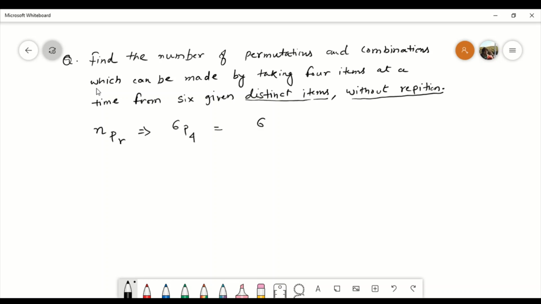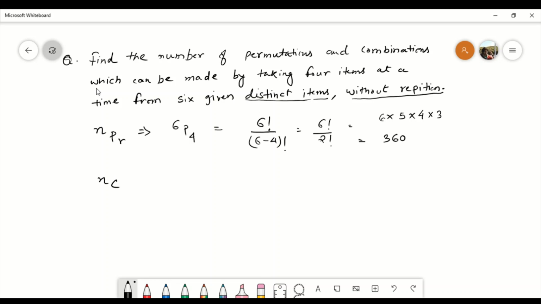which is nothing but 6 factorial upon 6 minus 4 factorial, which is 6 factorial upon 2 factorial, which is 6 into 5 into 4 into 3, right? Because 2 into 1 will be cancelled out. So that will be 6 into 5 is 30, 30 into 4 is 120, 120 into 3 is 360, right?